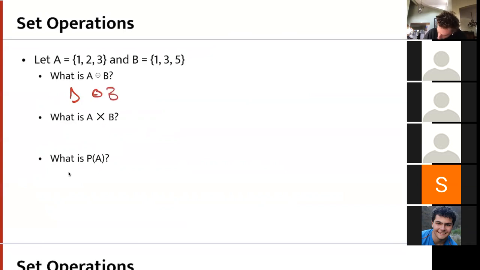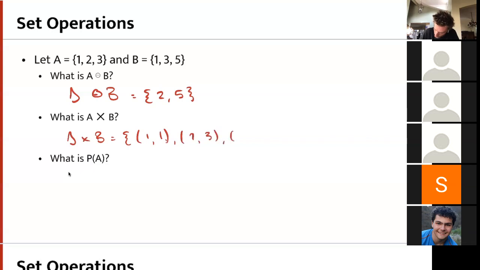So the symmetric difference of A and B is going to be 2 and 5, because those are the only elements that are in strictly one of the sets. A cross B equals: 1, 1; 1, 3; 1, 5; 2, 1; 2, 3; 2, 5.